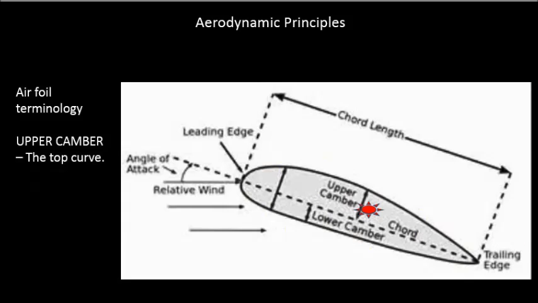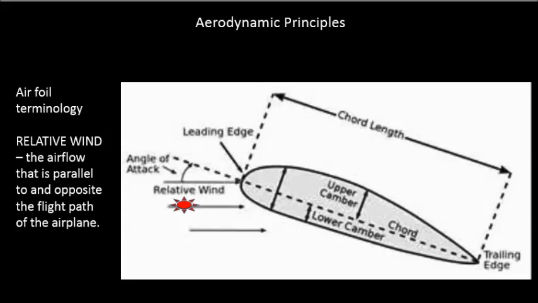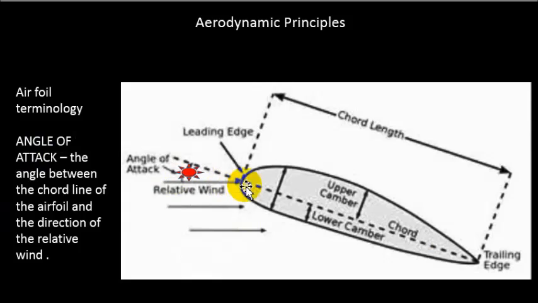Upper camber, I explained what that was. Lower camber, we talked about that. The chord line. The chord line is the imaginary line drawn through the airfoil from leading edge to trailing edge. The relative wind is the airflow that is parallel and opposite to the flight path of the airplane. So our relative wind. And angle of attack. When we look at our chord line of the airfoil and the relative wind, it actually forms an angle here. And that will be our angle of attack.